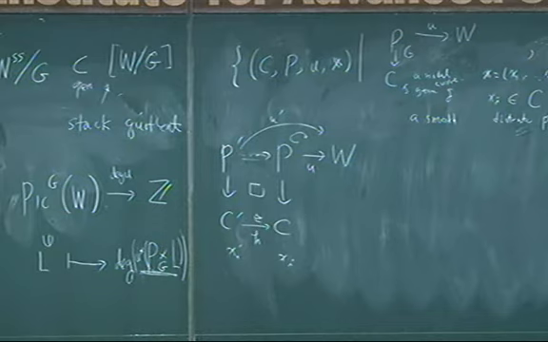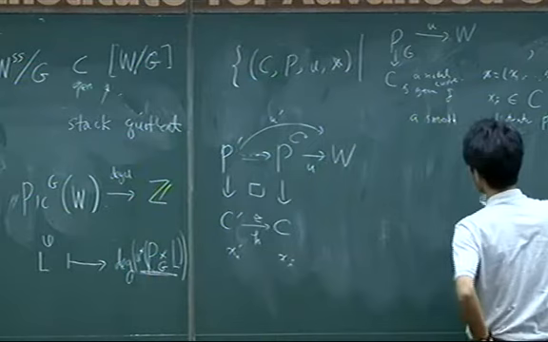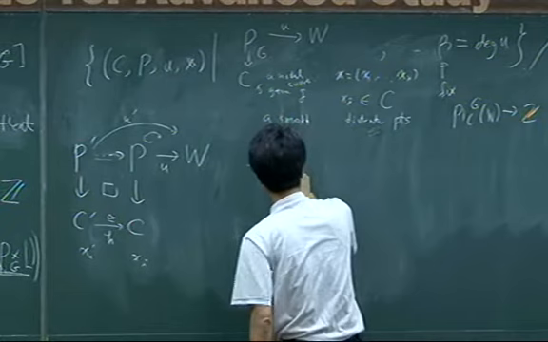It turns out that it is not a good space. I mean, it's not virtually smooth. So we need some requirement on this data. The first condition is called the non-degenerate condition.